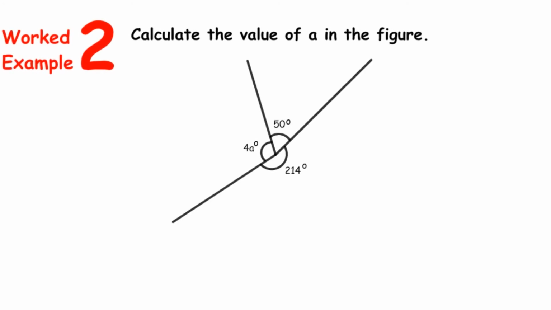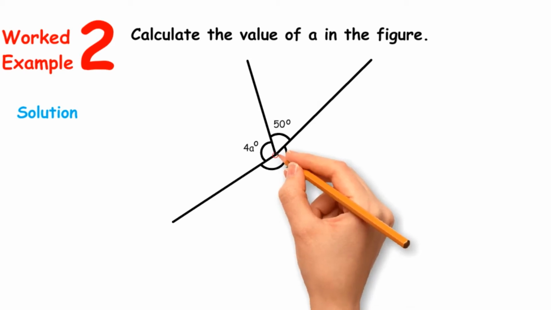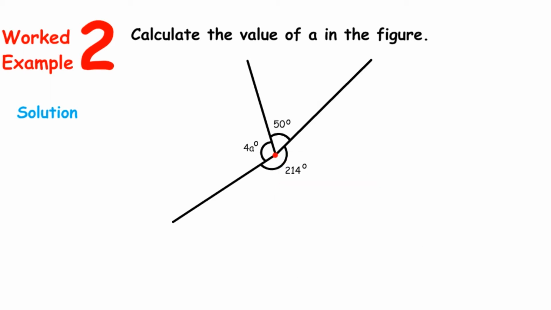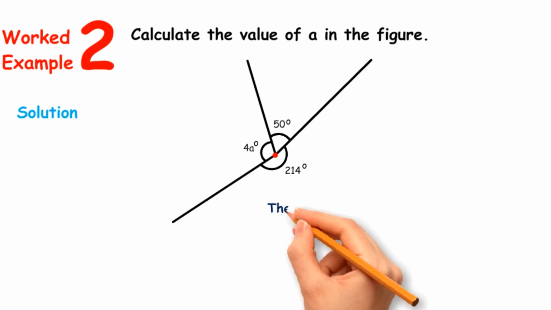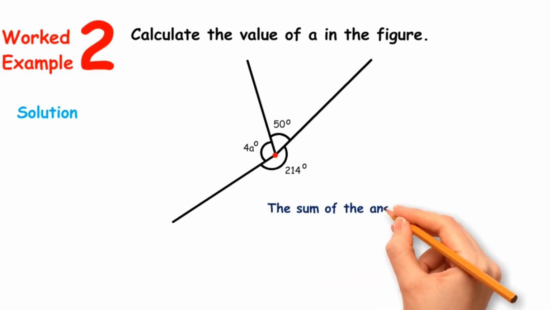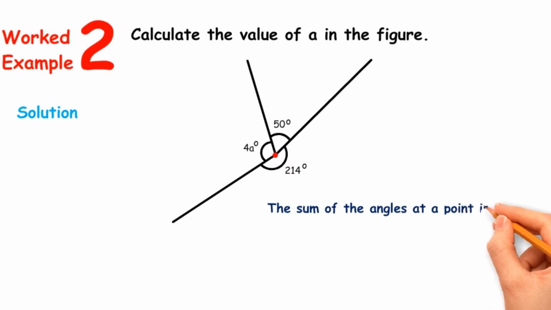Calculate the value of A in the figure. In this figure, none of the lines is straight. If you look closely, all angles are at a point. And we have learned the sum of the angles at a point is 360 degrees.